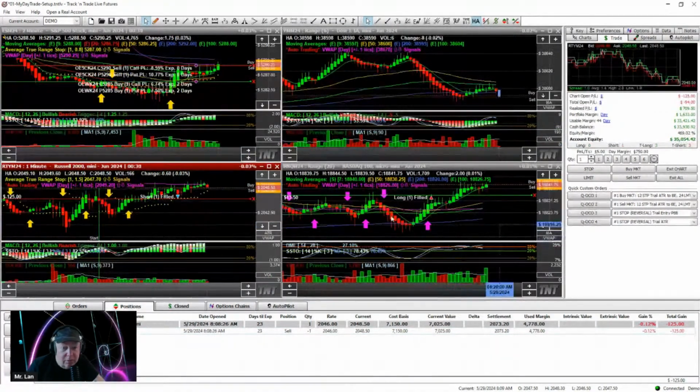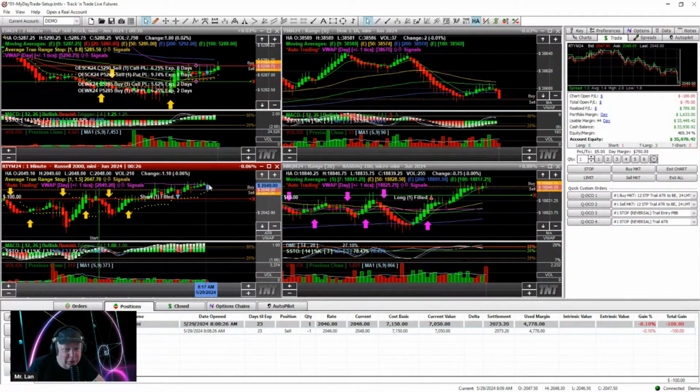All right, we could reset it. We could get rid of this one and reset it right on the VWAP. Lan, quit fiddling with it. Just quit fiddling with it.